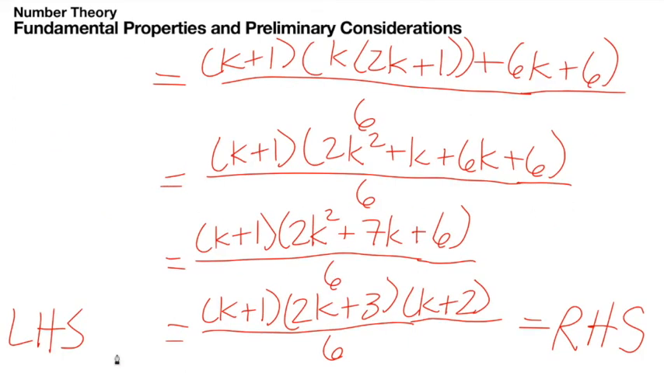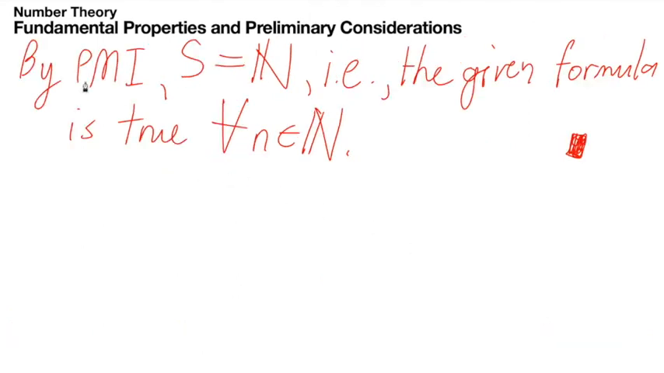And therefore the left-hand side is equal to the right-hand side. And that is, by PMI, the principle of mathematical induction, S is equal to the natural numbers, or the counting numbers, or the set of positive integers. That is, the given formula is true for all n.